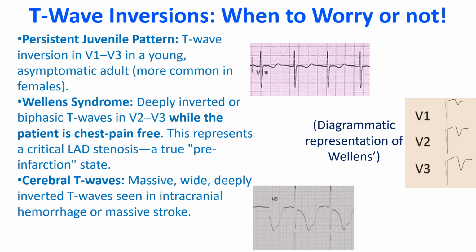Then there are cerebral T waves, massive, wide, deeply inverted T waves seen in intracranial hemorrhage or massive stroke. That is not truly originally a cardiac disease, but there can be an associated non-ST elevation myocardial infarction, the old subendocardial infarction or non-Q wave myocardial infarction, associated sometimes with cerebral catastrophes. Anyway, that is a different pattern.